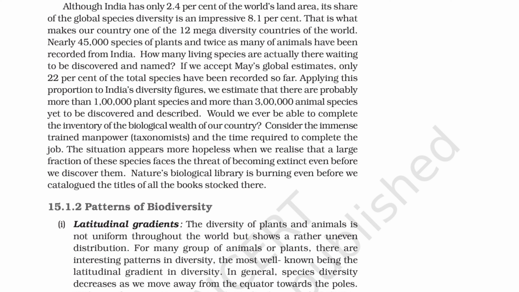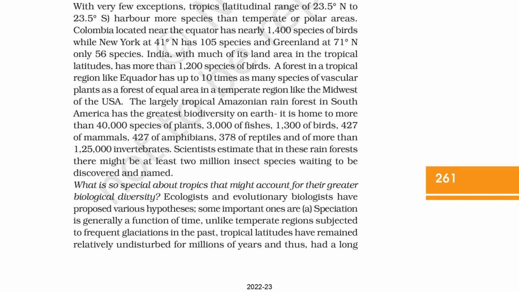Patterns of biodiversity. 1. Latitudinal gradients. The diversity of plants and animals is not uniform throughout the world but shows a rather uneven distribution. For many groups of animals or plants, there are interesting patterns in diversity, the most well-known being the latitudinal gradient in diversity. In general, species diversity decreases as we move away from the equator towards the poles. With very few exceptions, tropics, latitudinal range of 23.5 degrees north to 23.5 degrees south, harbor more species than temperate or polar areas.